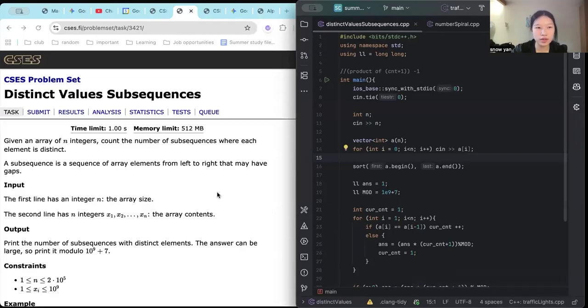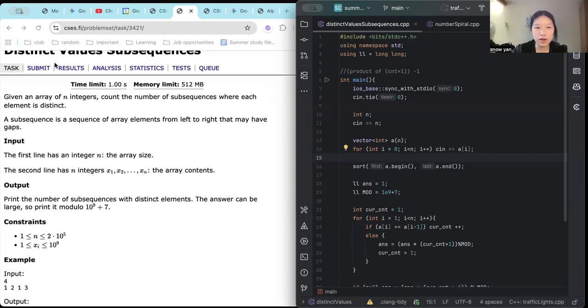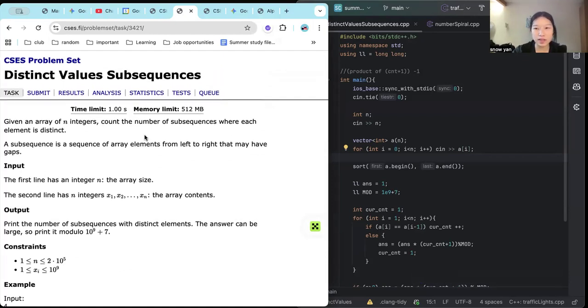Okay, today's CSES question is called distinct values subsequences. Given an array of n integers, count the number of subsequences where each element is distinct. A subsequence is a sequence of array elements from left to right that may have gaps. The only difference from the last question is that this one allows subsequences, whereas the last one was subarrays. Subarray means it has to be continuous, whereas with a subsequence you're allowed gaps. So that's the only difference.